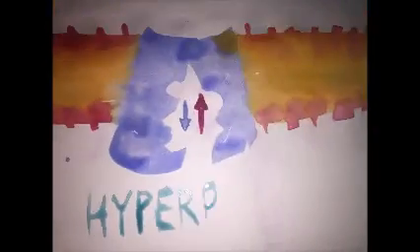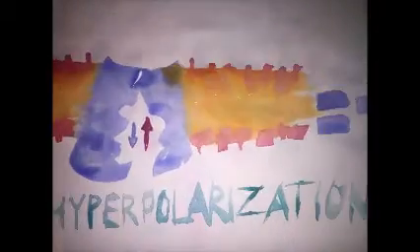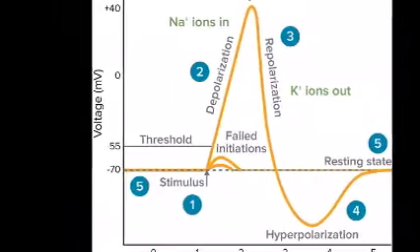To balance this out, the sodium-potassium pump begins to transfer sodium and potassium ions in and out of the cell so that the cell goes back to maintaining a charge of negative 70 millivolts. This step is called hyperpolarization. The shift in energy throughout this process is what generates an action potential.